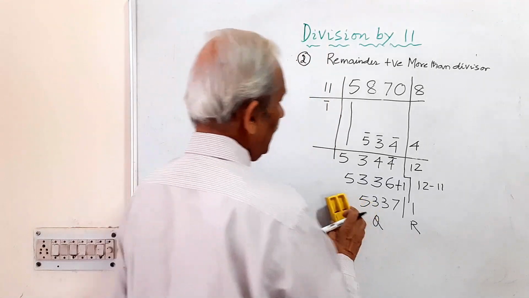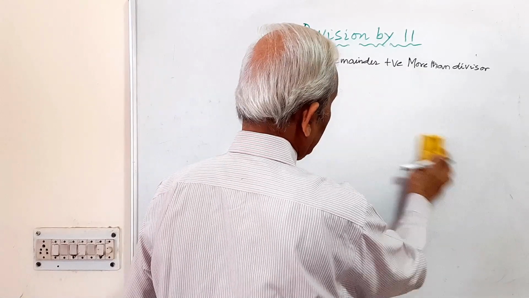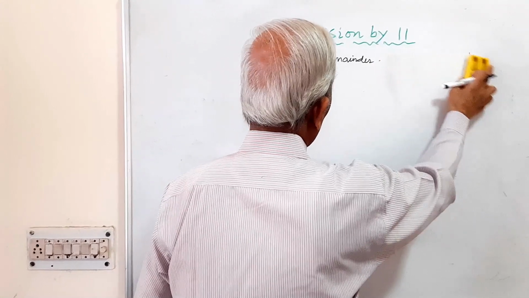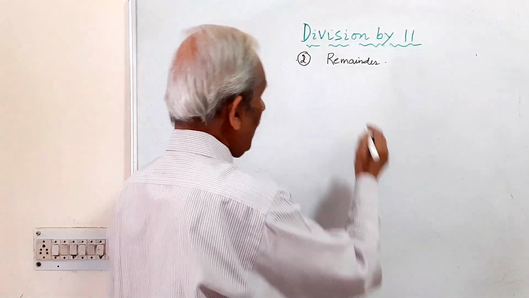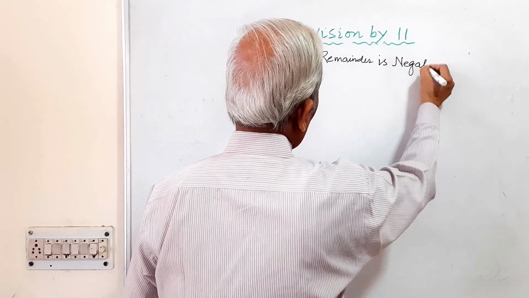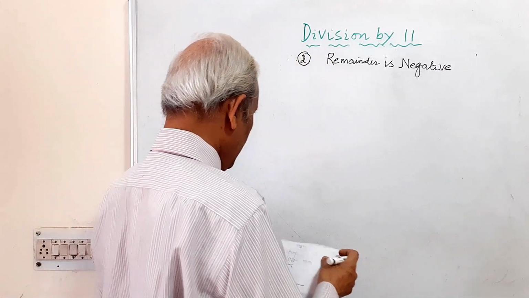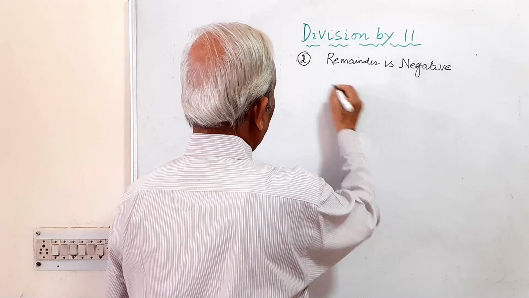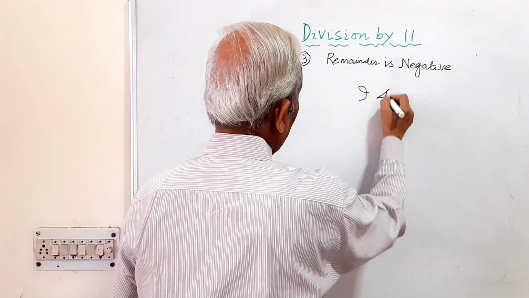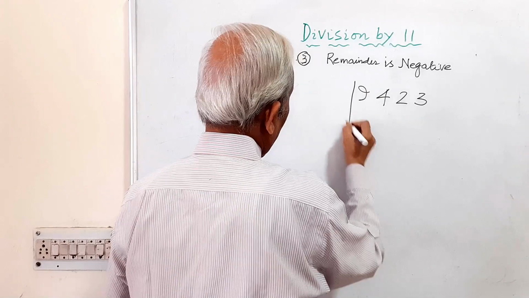Okay, now let me do the third case. The third case: remainder is negative. Let's take an example, this is our third example: 9423 divided by 11.